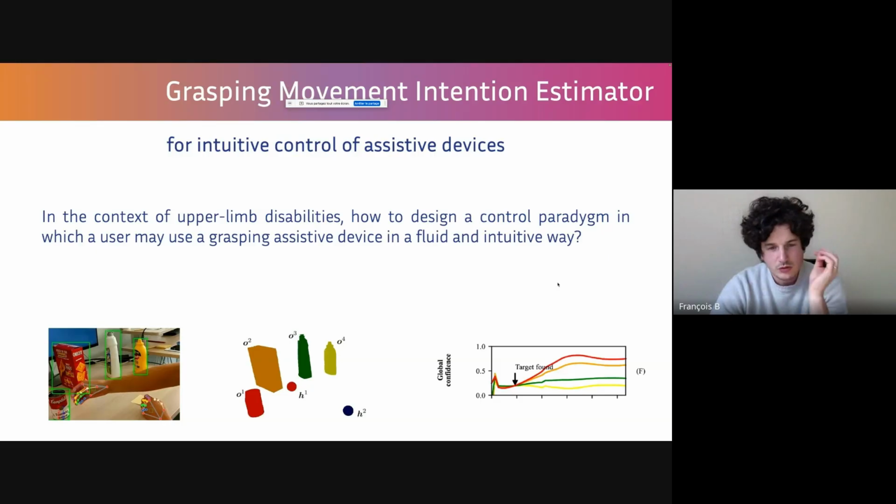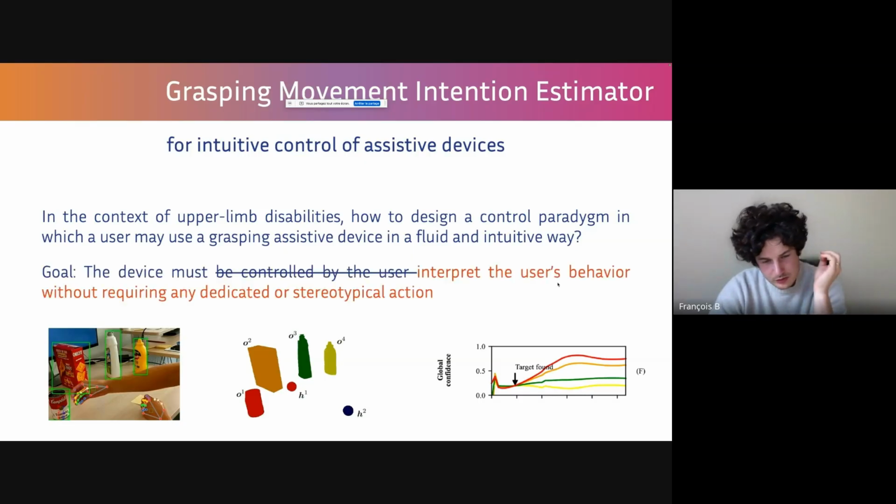And the idea is to have a device and the user that can interact in a more fluid and intuitive way. And we want the device to be able to interpret the user's behavior without requiring any dedicated or stereotypical action, such as the one used in the previous movies that I showed you, where the user should move the contralateral shoulder or speak or do whatever. Here, the idea is to have a kind of automatic collaboration between the device and the user.